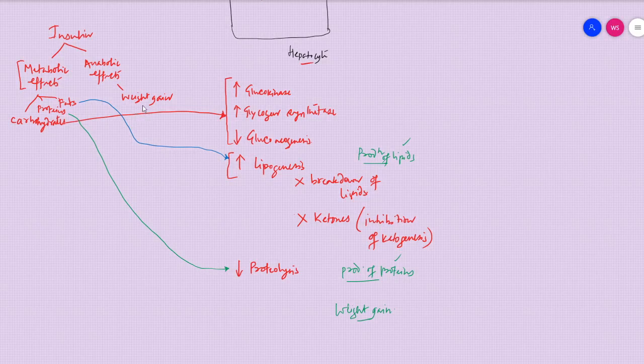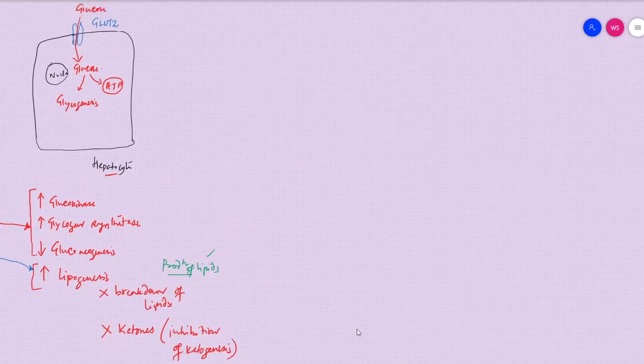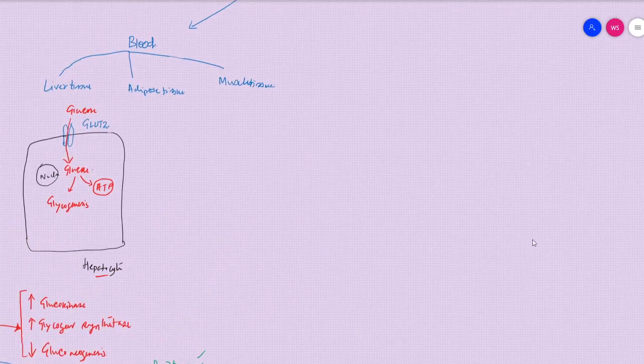They wouldn't show a normal weight. All right. Okay, so we have talked about the metabolic effects and anabolic effects in the hepatocyte. Let's take up the other target tissue of insulin. Okay, and here we're going to talk about adipose tissue. Okay, so let's draw an adipose tissue here. Say adipose tissue.